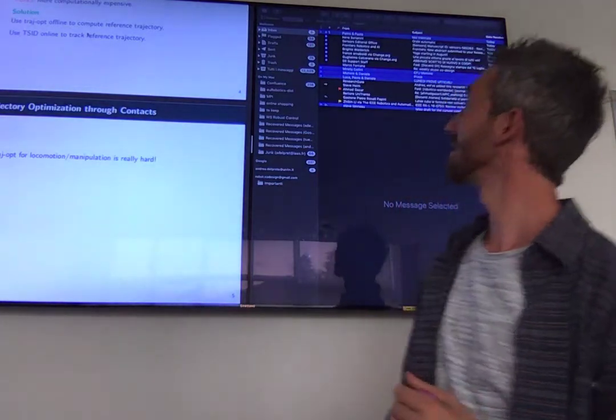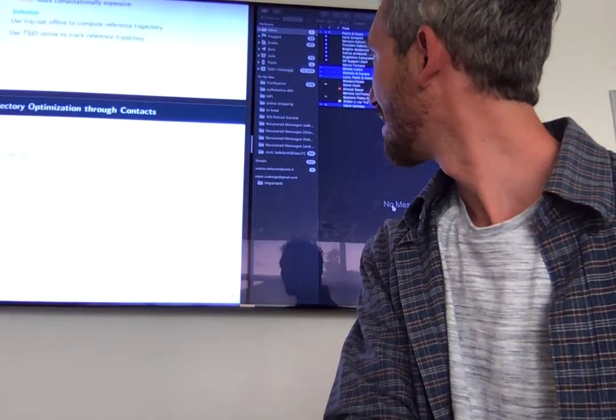Again, my computer thinks I want to read email. I don't know why.